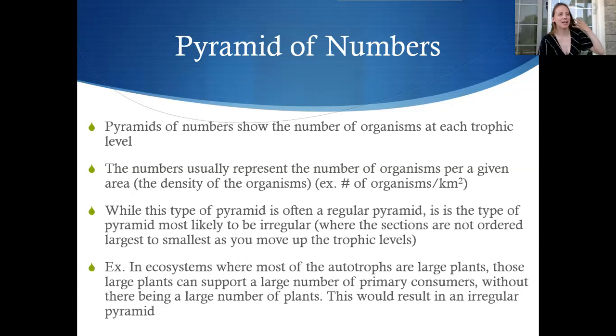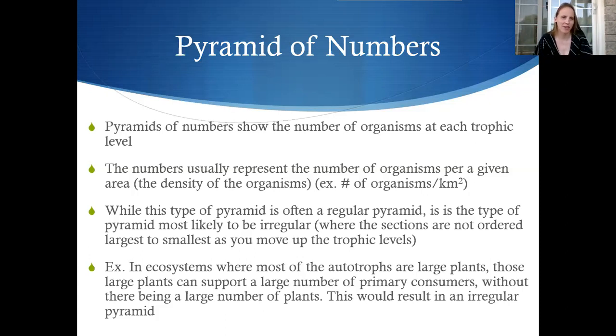And this is because if you have, say, a grassland ecosystem where the number of producers has to do with the number of blades of grass, that would be a very large base. And then you would have insects that eat it, and then birds that eat the insects, and you would end up with a fairly normal pyramid of numbers. As long as the predator or the consumer is larger in body size than whatever it's eating, you will have a normal pyramid of numbers.